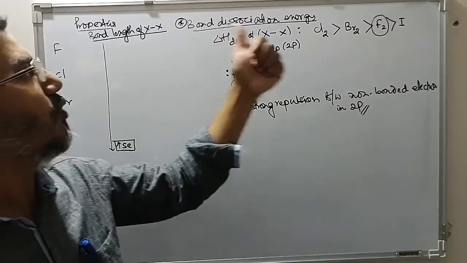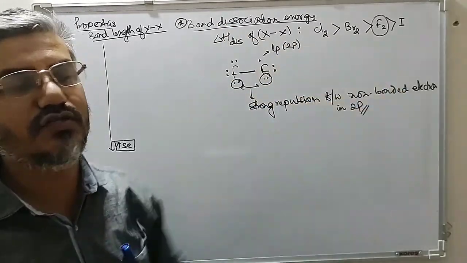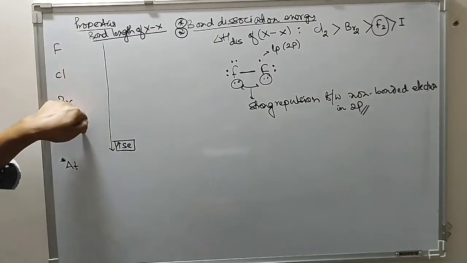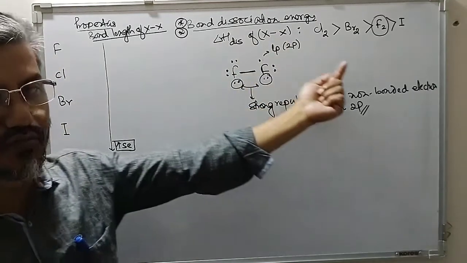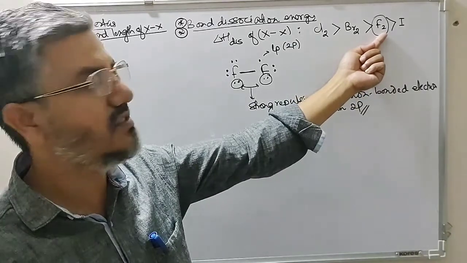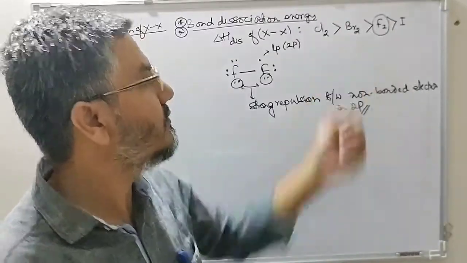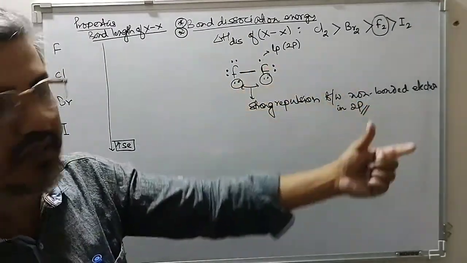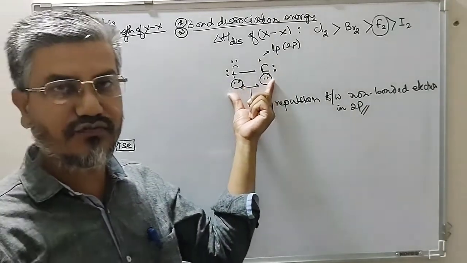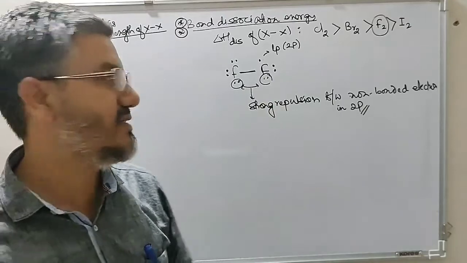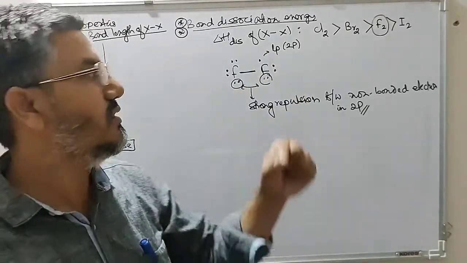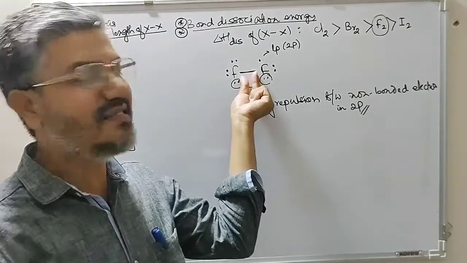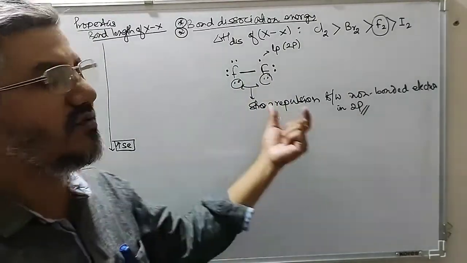As a result, the bond dissociation energy of halogens follows this order. So please note, bond length normally increases from fluorine to iodine, but in case of bond dissociation energy, fluorine bond dissociation energy is less than bromine. So the reason being the strong repulsive force between non-bonded electrons present in 2p orbitals of fluorine. Due to its small size, this repulsive force dominates over the smallest bond distance present between two fluorine atoms in fluorine molecule.